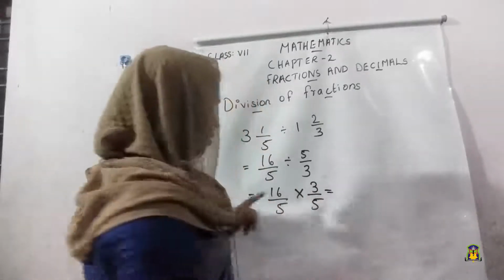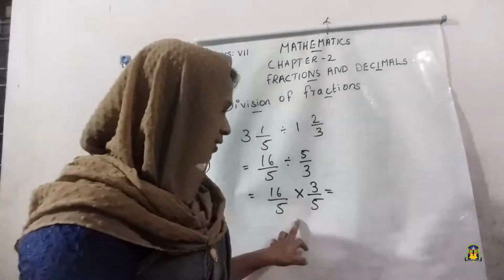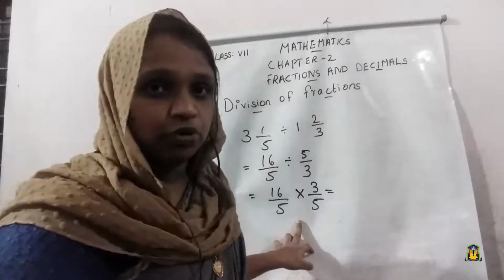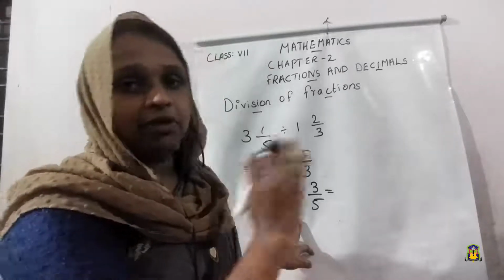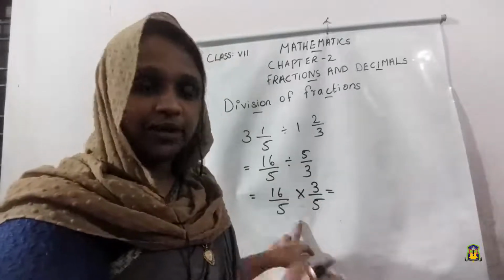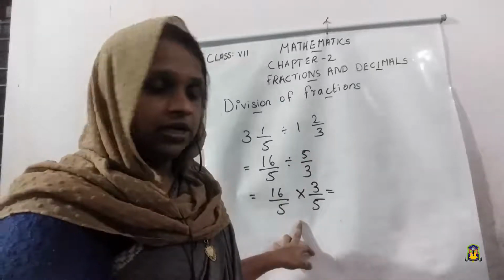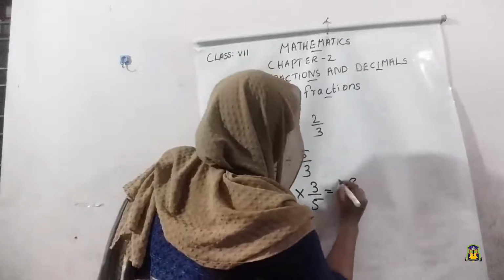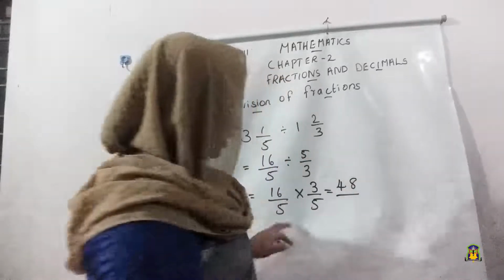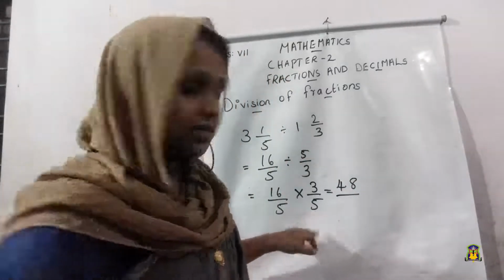Okay. Then in the step we want to check whether it is possible to reduce or not. Not possible, no? So we can directly multiply the numerators by directly multiply the denominators. That is 16 into 3 is 48. So 48 divided by 5 into 5, it is 25.